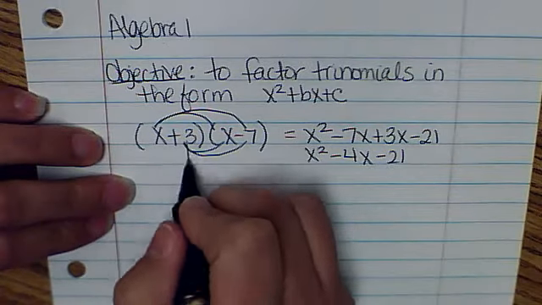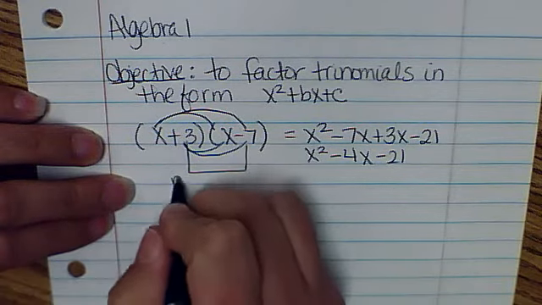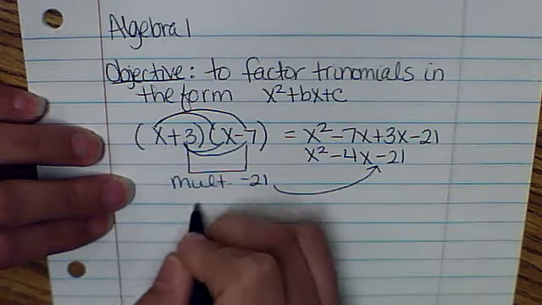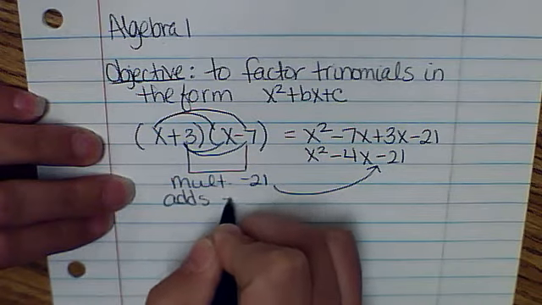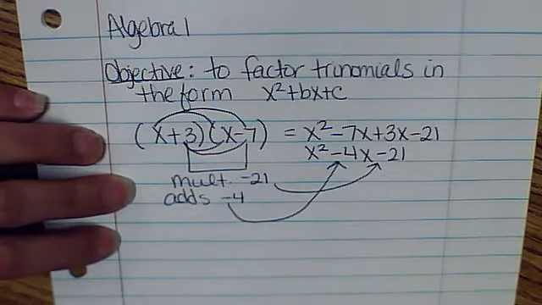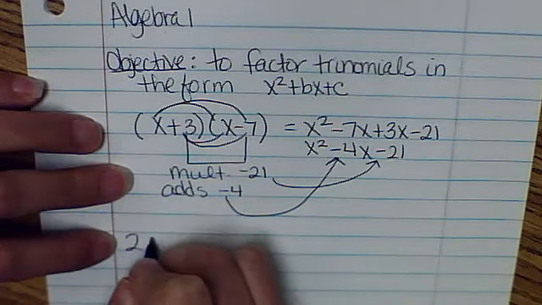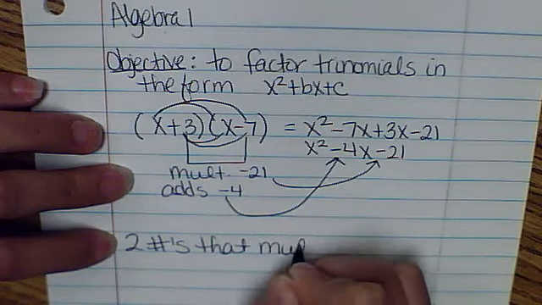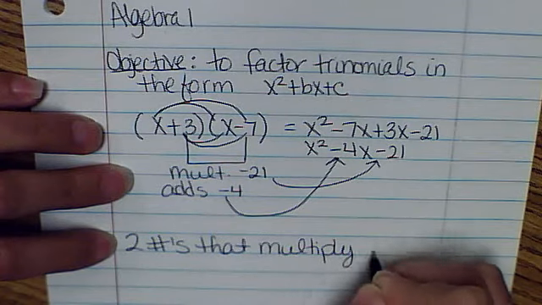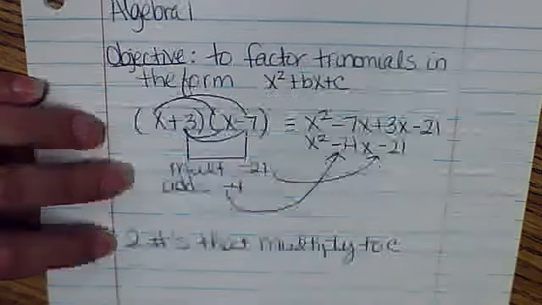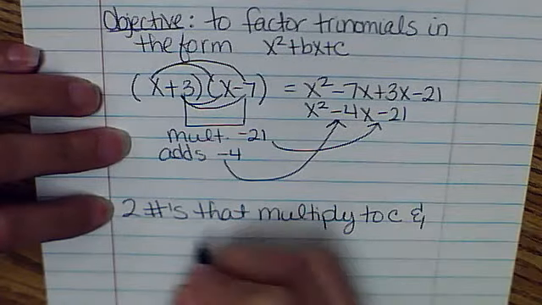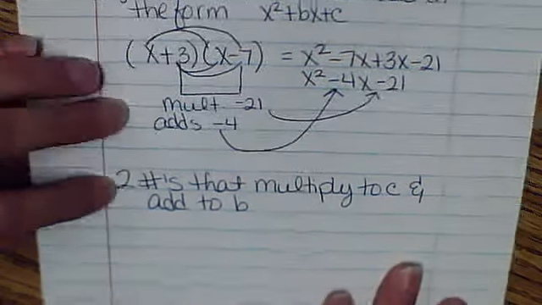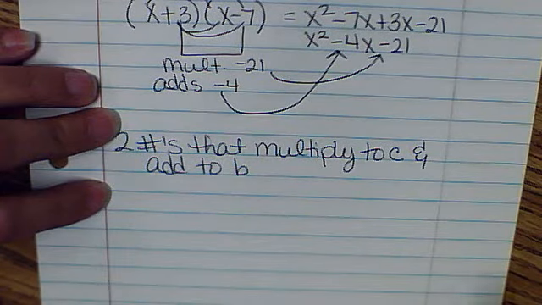Now, what you should notice is that this 3 and negative 7 multiplies to negative 21, which is right there, and it adds to negative 4, which is in the middle. So that's our rule to factor. We look for two numbers that multiply to c, which is that last number in the trinomial, and adds to b, which is the middle number in the trinomial. So two numbers that multiply to c and add to b.